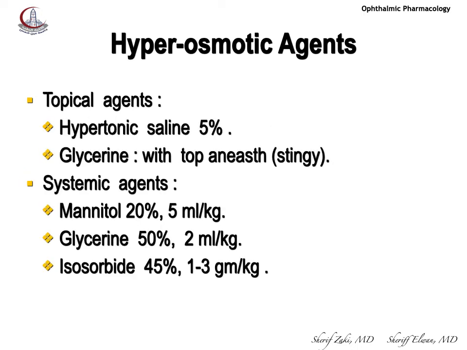Topical agents are hypertonic saline 5% or glycerin with topical anesthesia, as glycerin is very stinging in the eye. The systemic agents are mannitol, glycerin, and isosorbide. Mannitol in a concentration of 20% in a dose of 5 milliliter per kilogram body weight. Glycerin 50% concentration in a dose of 2 ml per kilogram, and isosorbide sugar in a concentration of 45% taken in a dose of 1 to 3 gram per kilogram body weight.